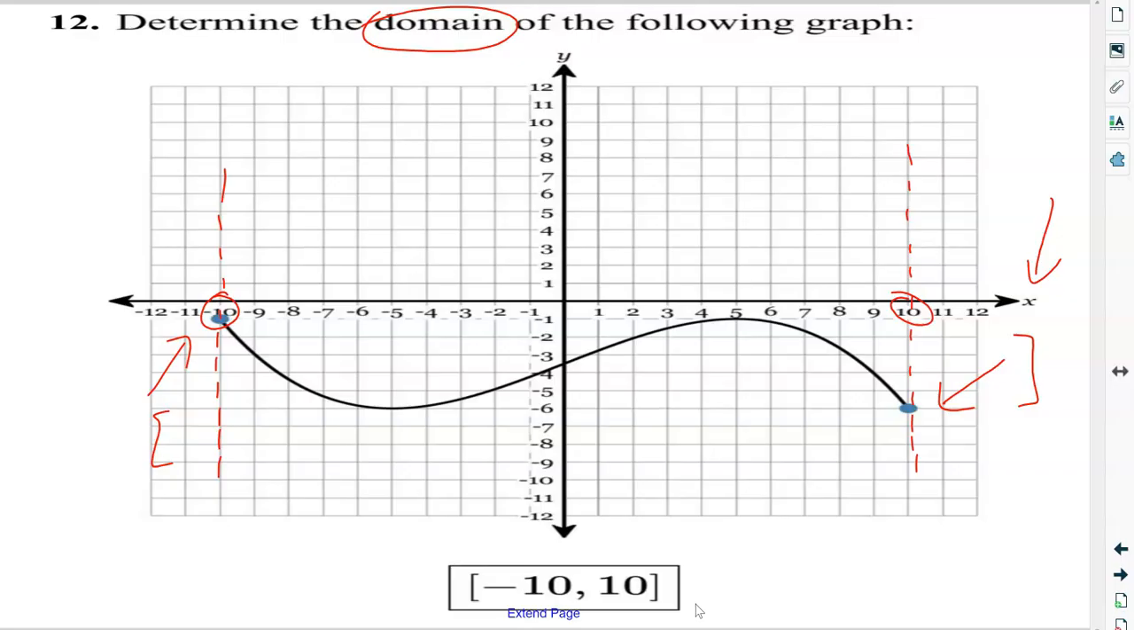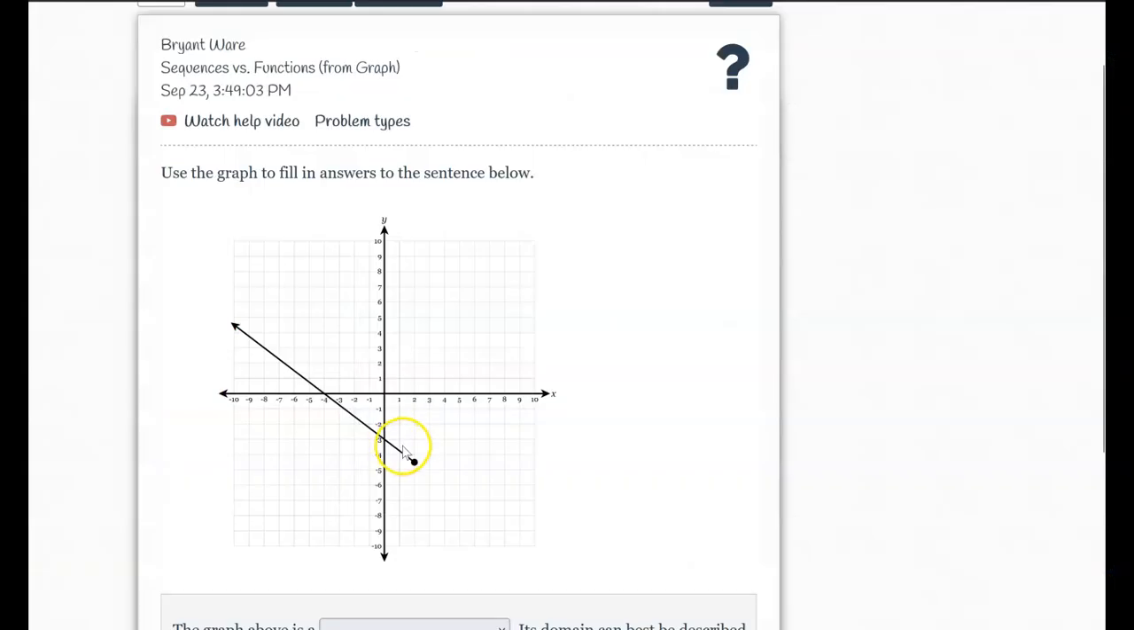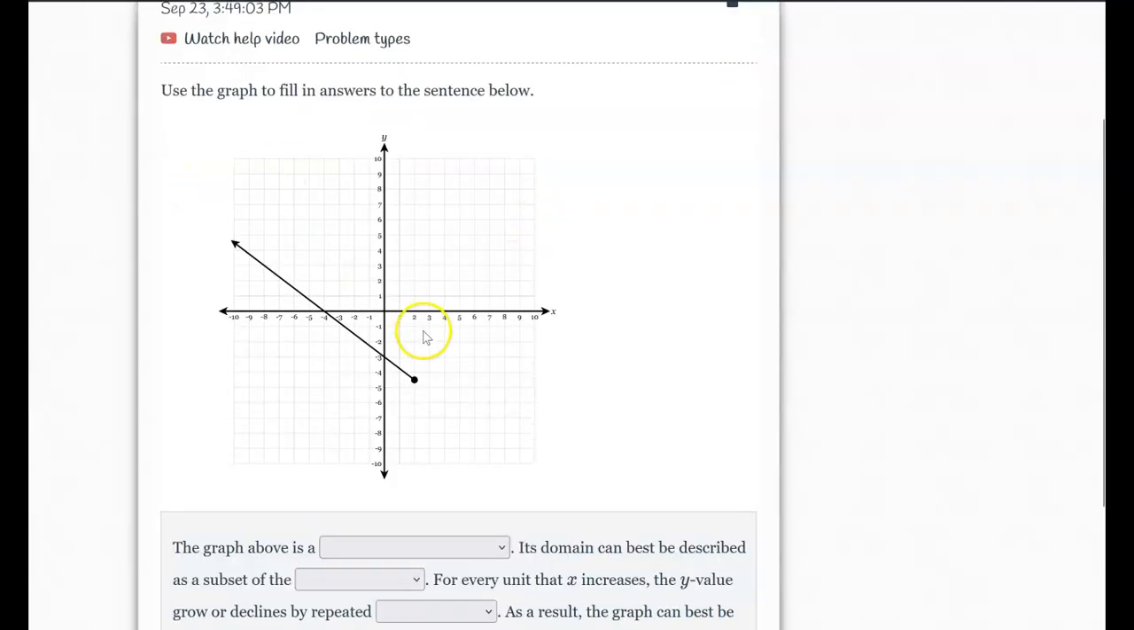All right. So now one more thing I want to show you that deals with discrete and continuous and linear and exponential. So just one moment. Okay, so this is sequences versus functions from a graph. So we're taking a look here, and we want to use the graph to fill in the answers to the sentence below. So here's a graph. It is this type of line. It's going this direction, stopping right here.